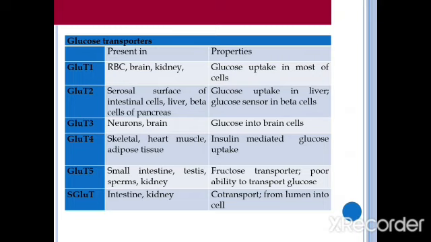As we said, it is an energy dependent process against the concentration gradient, and therefore absorption is almost complete from the intestine itself. Fructose is absorbed by glucose transporter 5, and other monosaccharides are absorbed by carrier mediated facilitated transport.